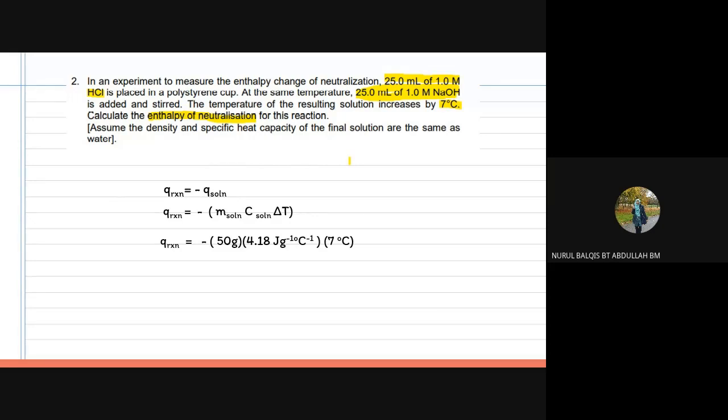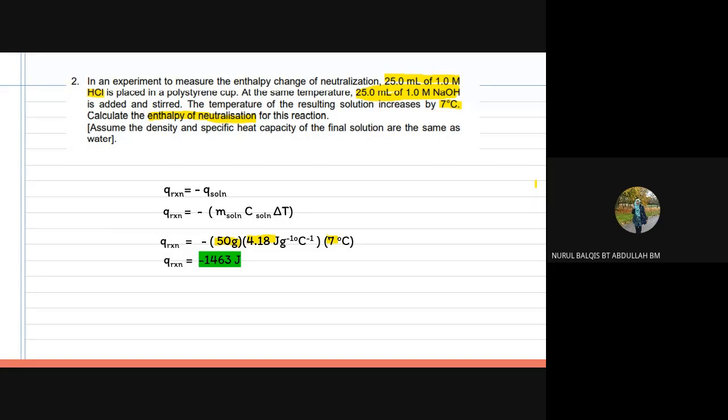50 gram. Mana dapat 50 gram? 25 mil tambah 25 mil, lepas tu darab dengan density. Ya, direct density. Dia tak tunjuk pun dapat 50 gram. Okay, good. 4.18 sebab dia kata assume the specific heat capacity of the final solution is the same as water. So this value dapat dari table of constants. Ini adalah delta T yang dia bagi. Lastly, you'll get negative 1463 joule for this reaction.